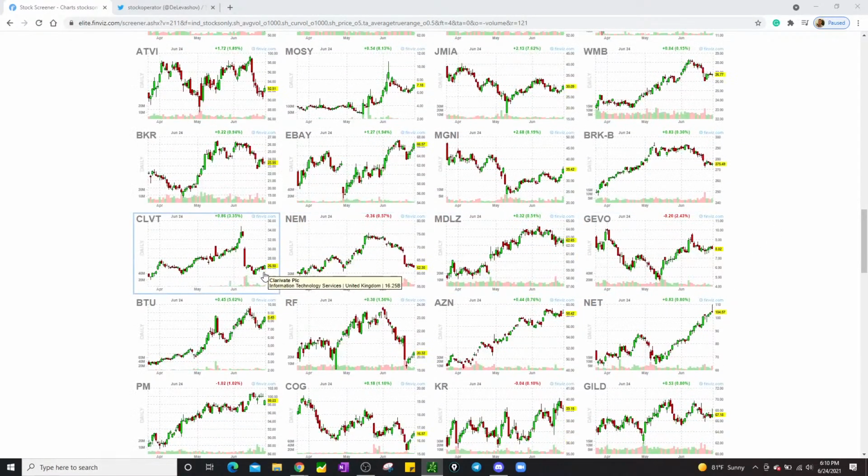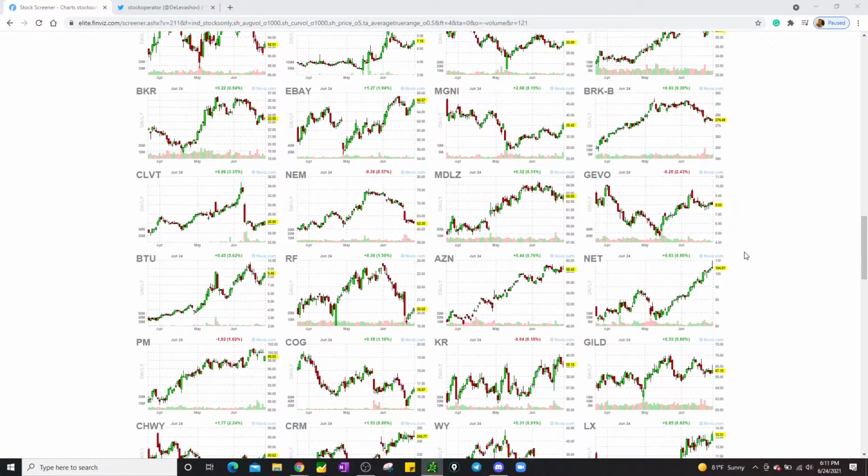CLVT, look at this. Did we play this stock for a swing a few days ago? It shook out and now it's back to this level. It's still in play. I'll put it back on watch. COVT, maybe it's ready to recover some of these areas.